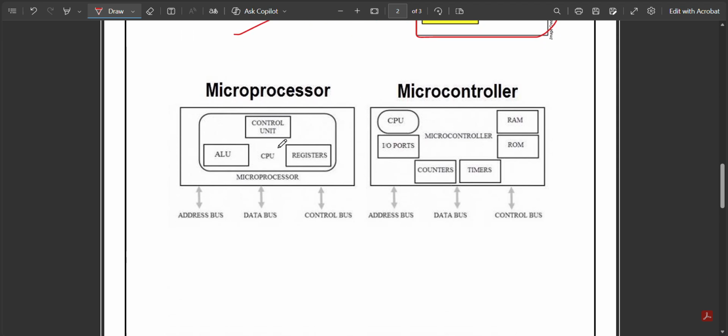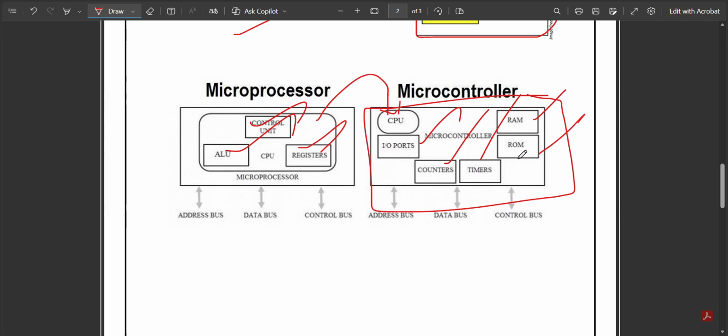Inside the CPU, it contains a control unit, ALU, and registers. This CPU is inside the microcontroller. Apart from the CPU, input-output ports, counters, timers, RAM, ROM, and storage devices are all inside the single chip. This is the difference between a microcontroller and a microprocessor.